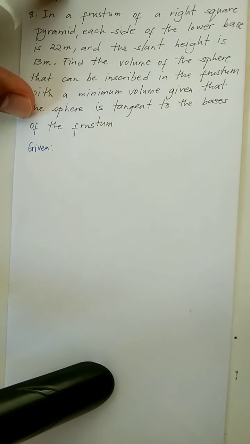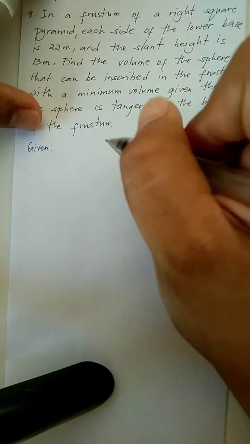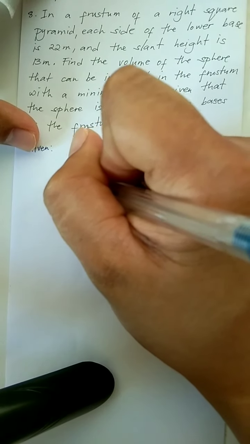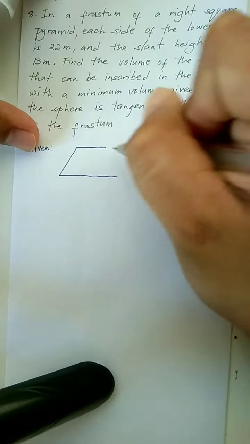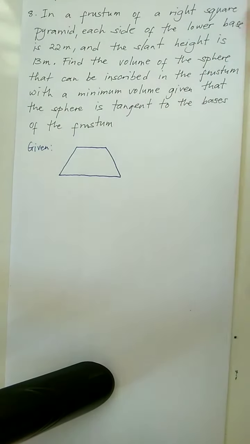So we usually draw the entire 3D figure, but in this case, it might be best to just draw the cross-section of the two solid figures, the frustum and the sphere. So the cross-section of the frustum is an isosceles trapezoid. Okay, now let's label some measurements.